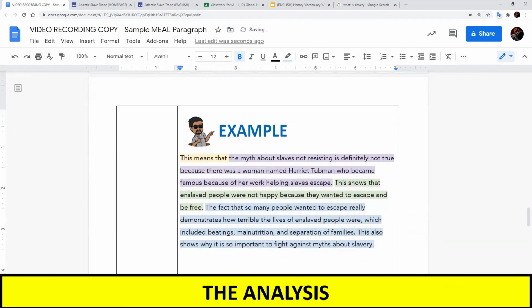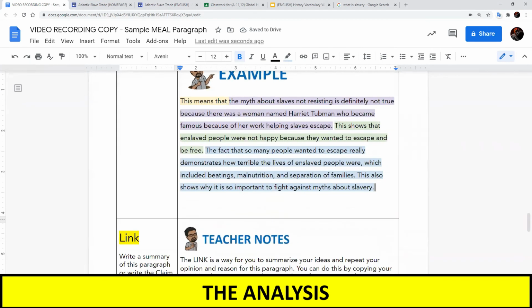All right, so: "The fact that so many people wanted to escape really demonstrates how terrible the lives of enslaved people were, which included beatings, malnutrition, and separation of families. This also shows why it is important to fight against myths about slavery." So remember that in this final bigger connections part of the analysis, you're trying to demonstrate what you know about slavery. You're trying to make connections to bigger ideas and trying to include more details.